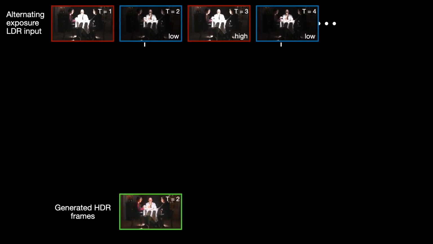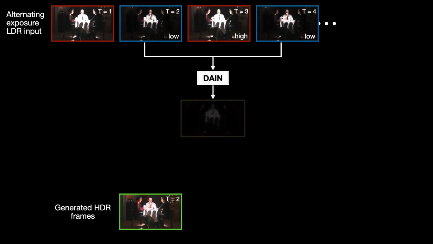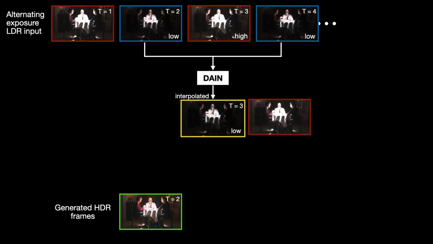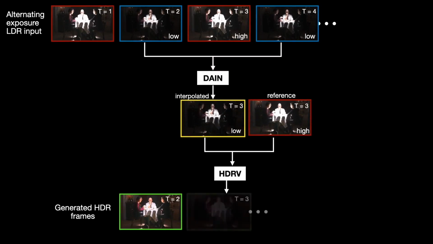Similarly, to generate the HDR frame at t equals 3, we first interpolate between low exposure frames at t equals 2 and t equals 4 to generate a low exposure frame at t equals 3. We then merge this with the existing high exposure frame at t equals 3 to get the final HDR frame. Using this approach, we generate HDR frames along the full length of the input sequence to get the final HDR video.